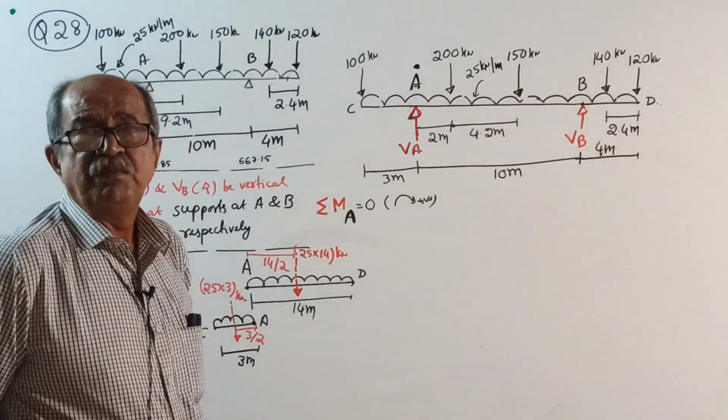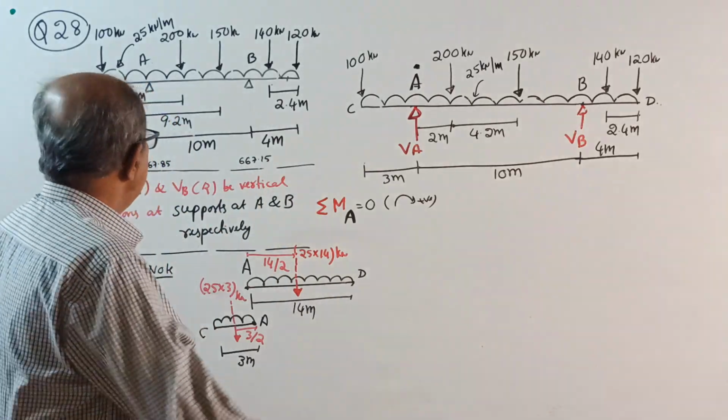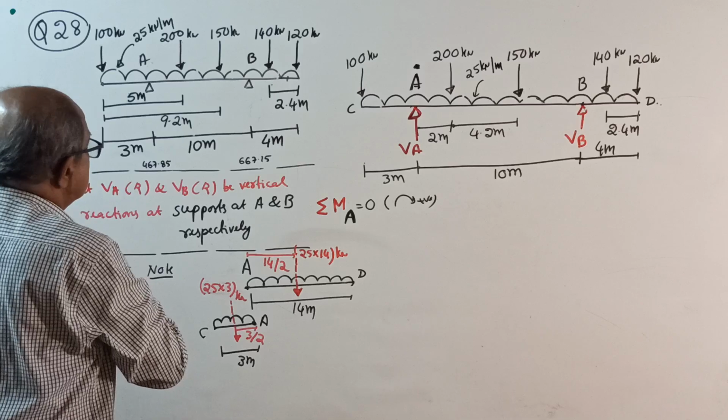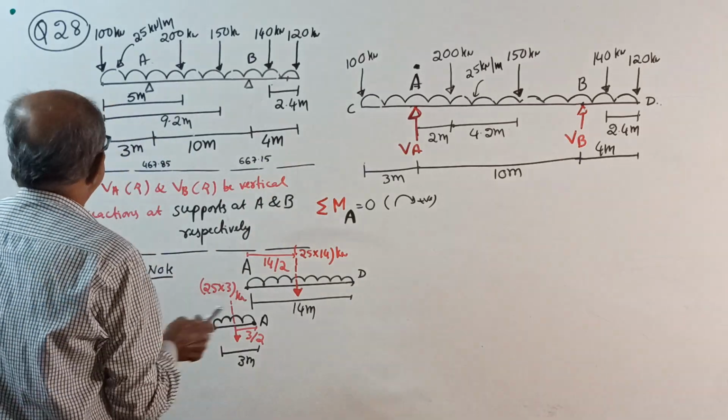A beam is of length 17 meter. So they are telling total length 17 meter.